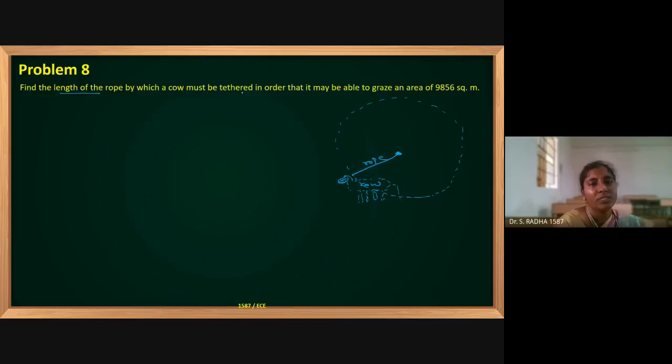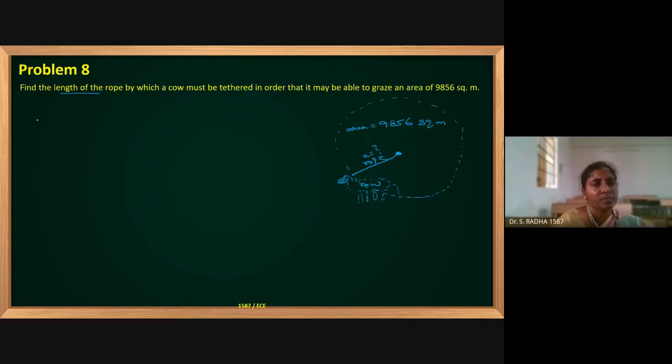A cow must be tethered in order that it may be able to graze an area of 9856. 9856 square meter is the area of this circle where the cow is grazing. The rope length is x. We have to find the rope length.